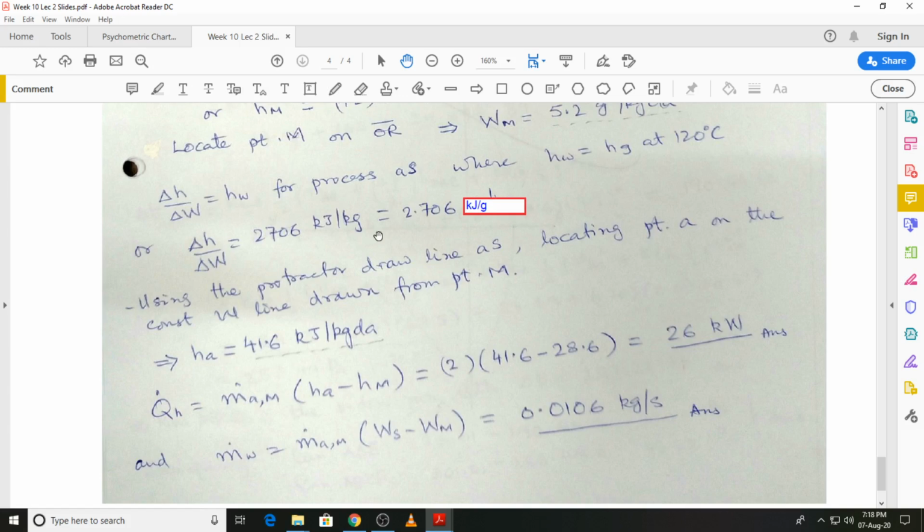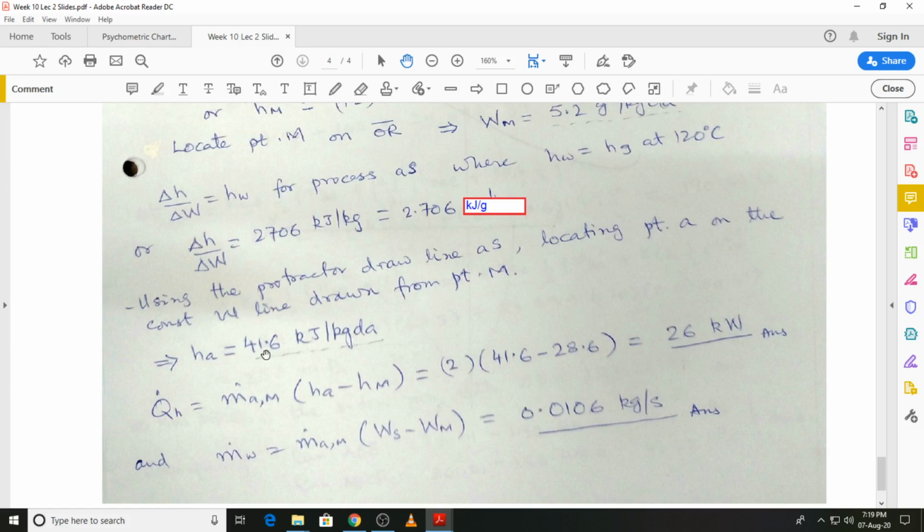During that process, the humidity ratio will remain the same, and from A to S we will have humidification. So draw a constant humidity ratio line from M, draw the line right up to the end of the scale, and then draw the line parallel to the line that you get from the protractor, corresponding to a delta H by delta W value of 2.7. The intersection of the two lines will give you state A, and at state A the specific enthalpy comes out to be around 41.6 kilojoules per kilogram dry air.